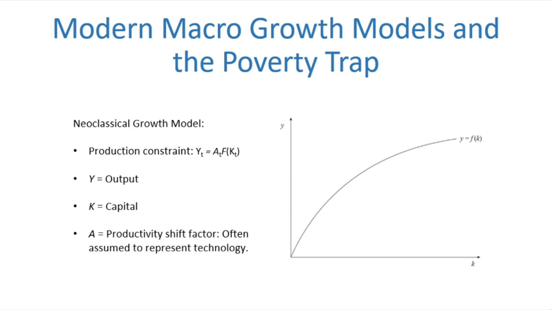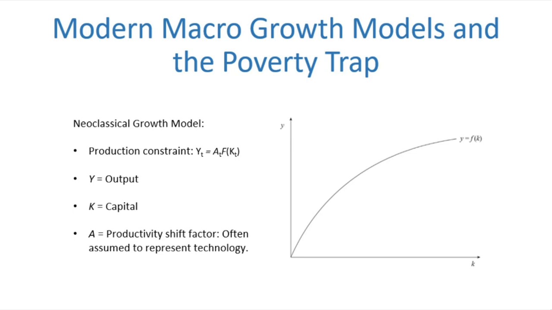The production constraint there is Y at time t equals A at time t times a function of K at time t. There's also labor in there, but because it's a short-run production function, the assumption is that labor is constant, because Solow wants to investigate the relationship between capital investment and output. And if labor is constant, and by extension land is constant, and we increase capital, what are you going to get? Diminishing returns. And that's why we get this shape of the production function.